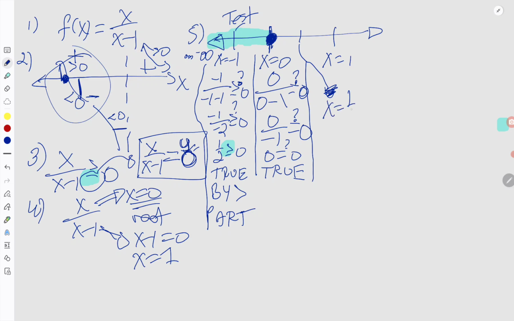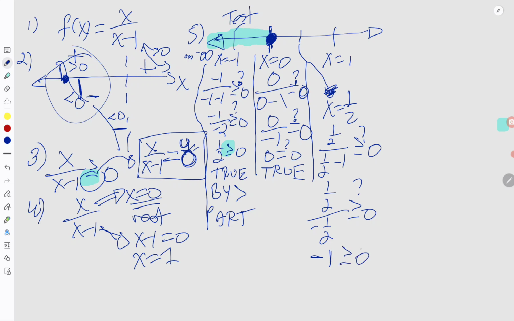So, x equals 1/2. Plug it in, see what happens. You're going to have 1/2 divided by 1/2 minus 1. You're checking, is this greater than or equal to 0? So this is going to be 1/2 divided by 1/2 minus 1, which is negative 1/2... 1/2 divided by negative 1/2 is negative 1. Is negative 1 greater than or equal to 0? This is false.